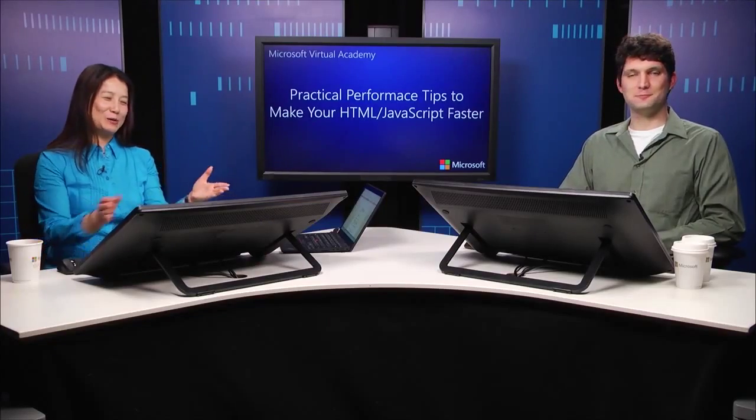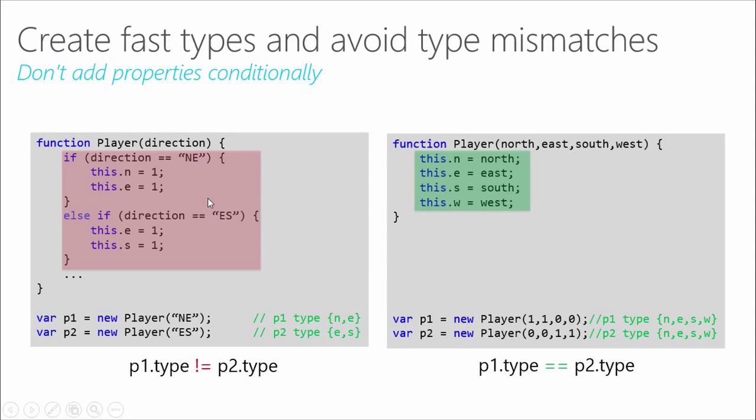And then the second thing is do not add properties conditionally. I don't know if you've ever done this. I actually did it before. I do this too. So in this particular case, it's very natural, right? We're checking the direction, to see if it's northeast and east-south, right?